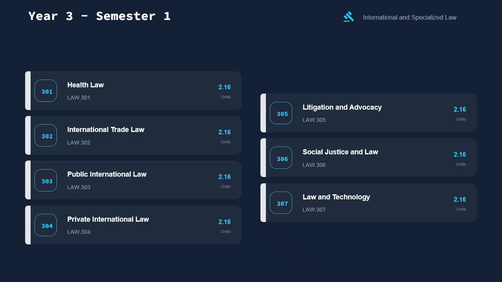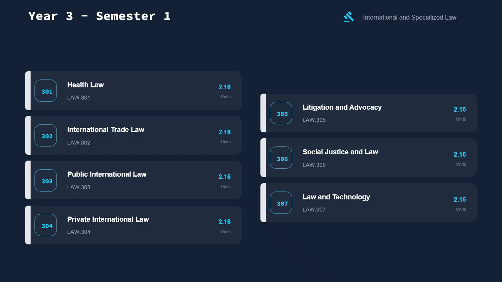Practice: trade law is central to globalization. Practical application: students should view trade law as a strategic tool. Mastery ensures competitive advantage. Slide 8. Year 3, Semester 1, International and Specialized Law.